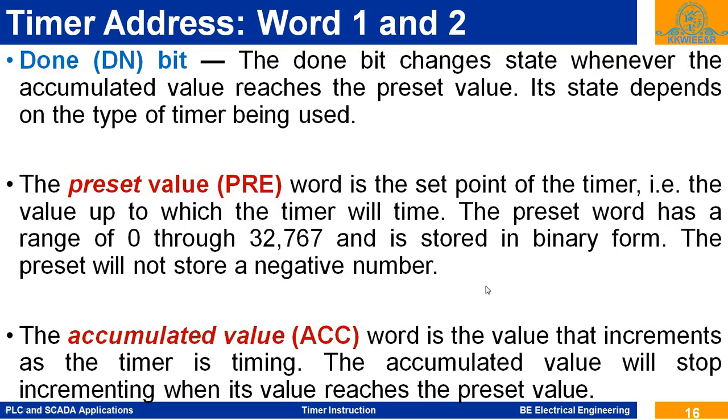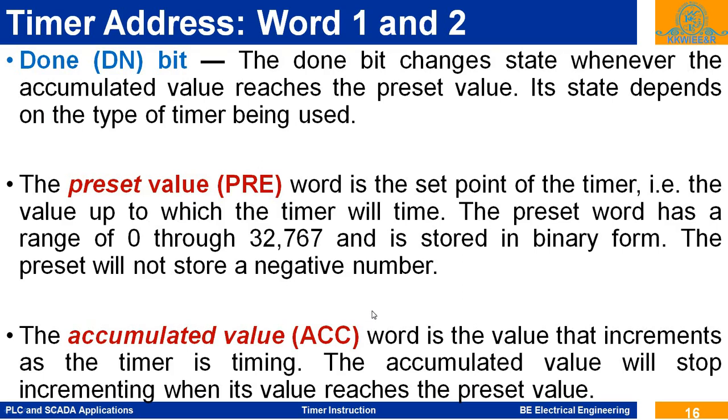The accumulated value means word 2. Okay, it is the value that increments as the timer is timing. The accumulated value will stop incrementing when its value reaches the preset value. Okay, so when the timer instruction is true, this accumulator starts incrementing and it stops when that value reaches the preset value.